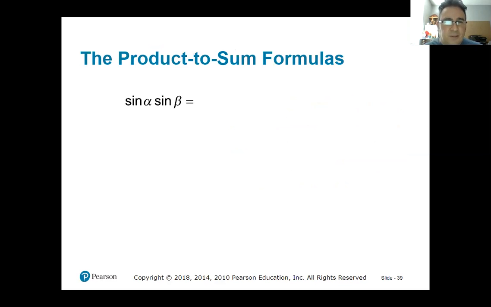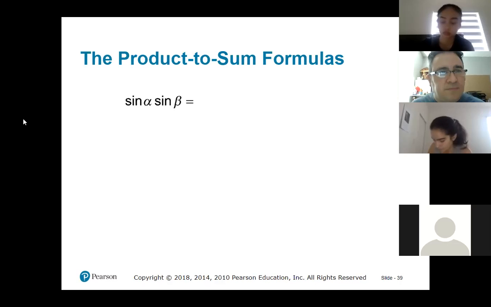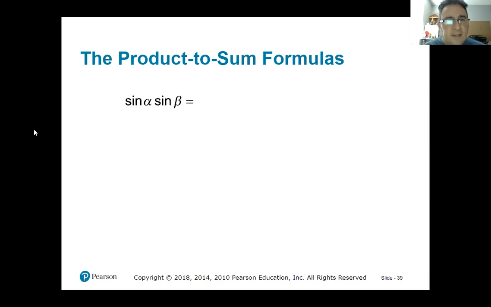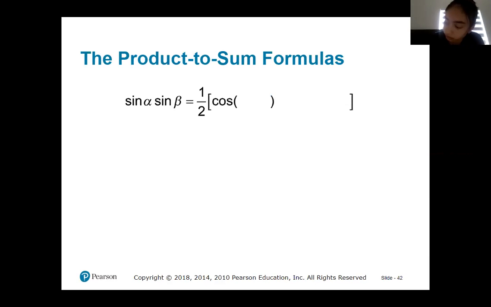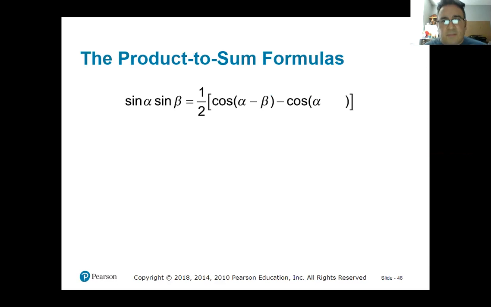Oh, well, the formulas first, sorry. Sine of alpha, sine of beta. Did anybody have a chance to take a look at the section and read it or take notes? Who can help me out with this one? Okay, go ahead, Giselle. It equals 1/2, and then brackets, cosine of a minus b minus the cosine of a plus b. Very good. Good job, right? Everybody got that down? That's sine of alpha times sine of beta.